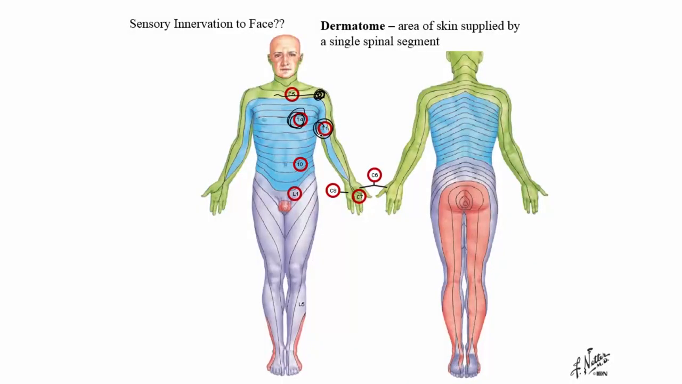Innervation to the face itself, so sensory innervation to the face, is actually through the trigeminal nerve. So that's cranial nerve 5, the trigeminal. It has three parts to it. So V1 goes to the forehead, called the frontonasal prominence. V2 goes to the maxillary region, called the maxillary division of 5, to the maxillary swelling. And V3 goes to the chin, to the mandible, and that's the mandibular division of 5. So cranial nerve 5 here, and then our spinal nerves everywhere else.